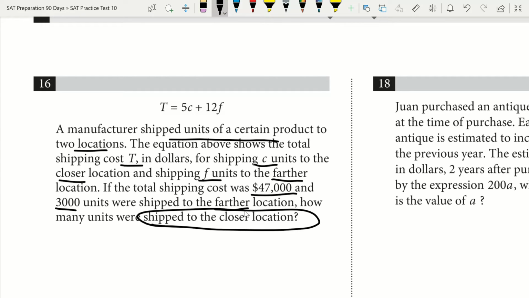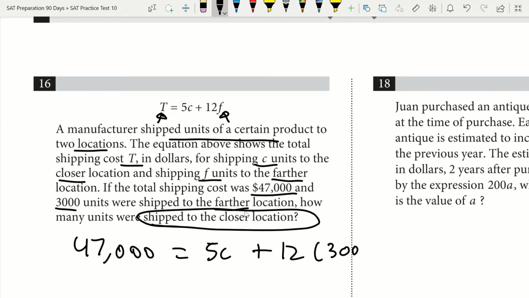So in this case, we're given what F is equal to, what T is equal to, and we're asked to solve for C. So we know that T is going to be 47,000. We know that we have 5C, we're not told what C is, and we have plus 12 times the units sent to the farther location, which is 3,000. Okay, so first thing we're going to want to do here is what is 12 times 3,000? Well, that's going to be 36,000.